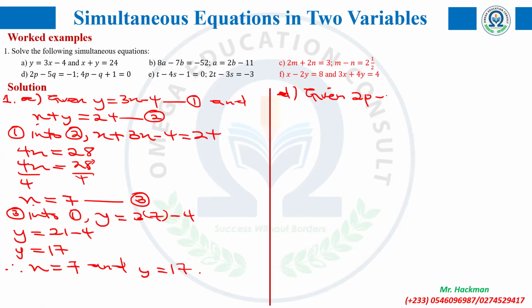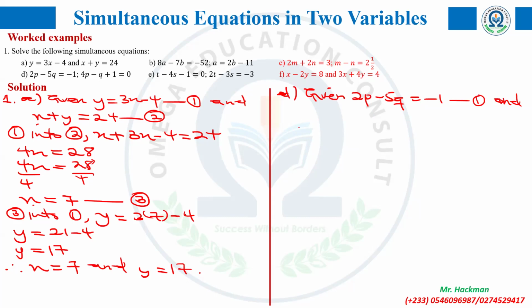Minus 5Q is equal to -1. So I will label this as my equation 1. Then, if my end will go here, I can continue here.